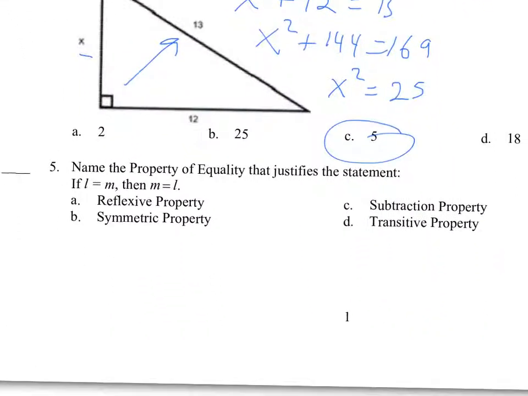Okay, let's look at number 5. We have a property of equality. If L equals M, then M equals L. What we've done is we've flipped those places around. When we flip them around, we have the symmetric property. Remember, the reflexive is when we set something equal to itself. Those two are most often confused with each other.